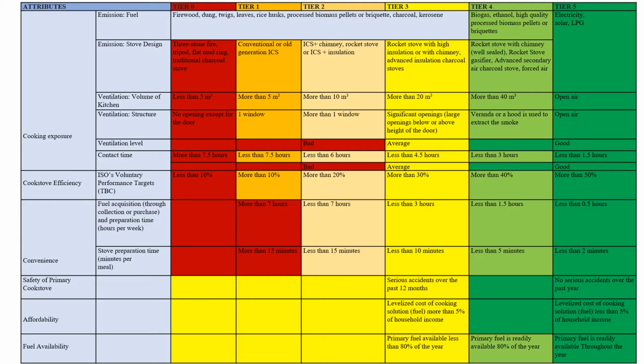Safety of primary stove is linked to the risk of injury related to the cooking stoves. Affordability defines whether the cooking solution is affordable for the household. Fuel availability captures whether the primary fuel used for cooking is available throughout the year.